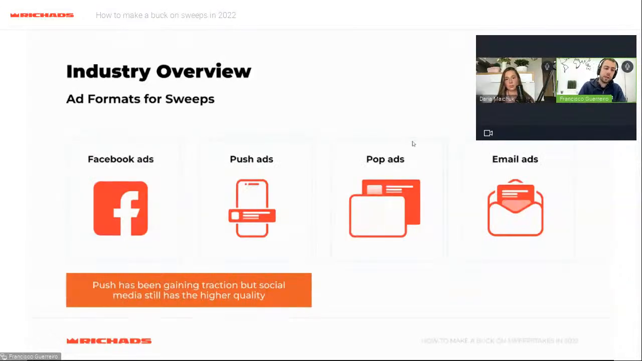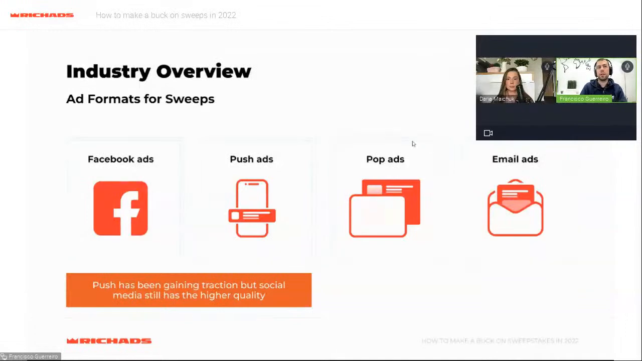Now, the types of ads that I see as an account manager mostly come from these four kinds of traffic, and push, of course, has been gaining traction. The two top traffic types are usually social media and push. Pop ads used to be really good in the past, I would say 2 or 3 years ago, but the quality has not been so good versus push.